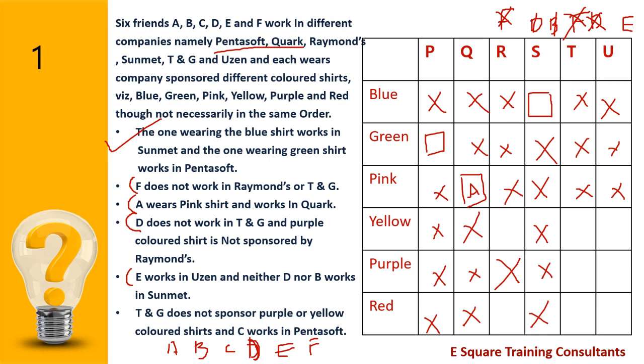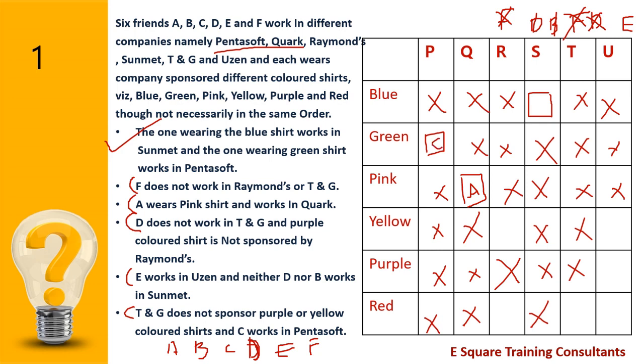And the next clue is here. T and G do not sponsor purple or yellow. So T and G is here. They do not sponsor purple. So I can put a cross with respect to T and also with yellow because T and G do not sponsor purple or yellow. And C works in Pentasoft. So Pentasoft is here. So C works in Pentasoft.